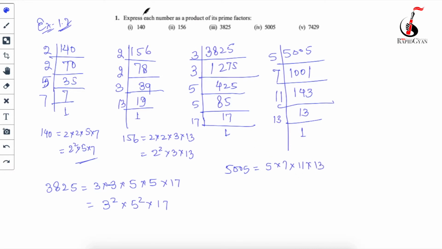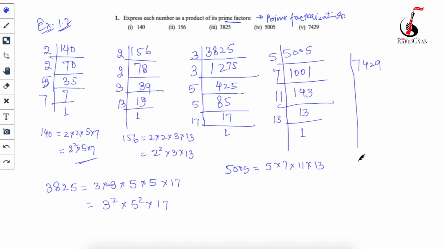Okay, as the question is saying that you will have to find the product of its prime factors, it means you will have to do prime factorization, correct? That's why we are doing prime factorization over here. Hope all of you are clear. Okay, next question is 7429. Let's solve this also. 7429.